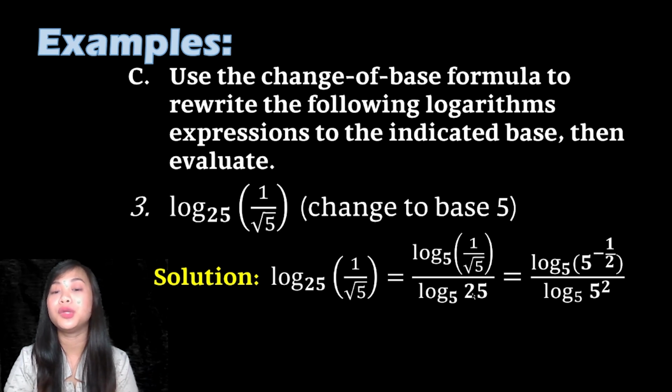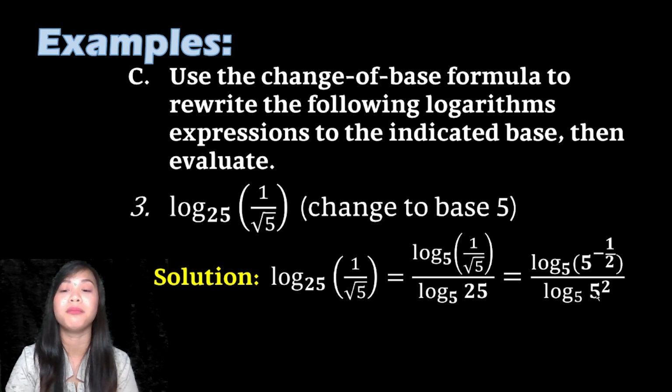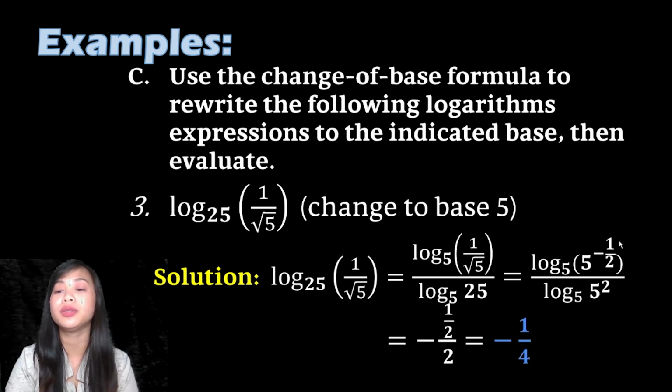So for the denominator, we have log base 5 of 25, and 25 is equal to 5 raised to 2. So same bases in the numerator and denominator, and our base to the power is the same, which is equal to 5. Now let's bring down the negative 1/2 to our numerator and then 2 to our denominator, and negative 1/2 divided by 2, that is equal to negative 1/4.